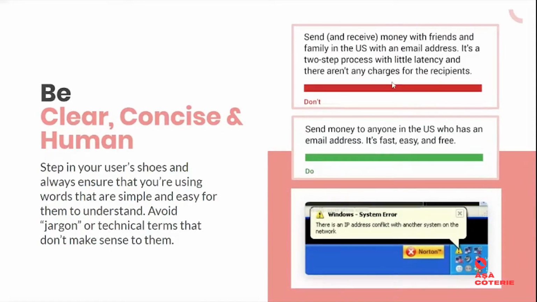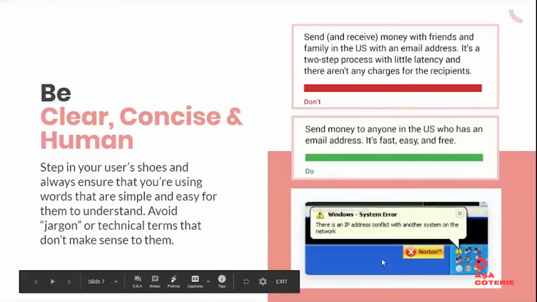So like this first example here, it says send and receive money with friends and family in the US with an email address. It is a two-step process with little latency and there aren't any changes for the receipt. It's too long, it's not clear, and it just ends up getting confusing. This is from Google Material Design. And then the other example we have here, simple. Send money to anyone in the US who has an email address. It's fast, easy, and free. Straight to the point, clear, concise.